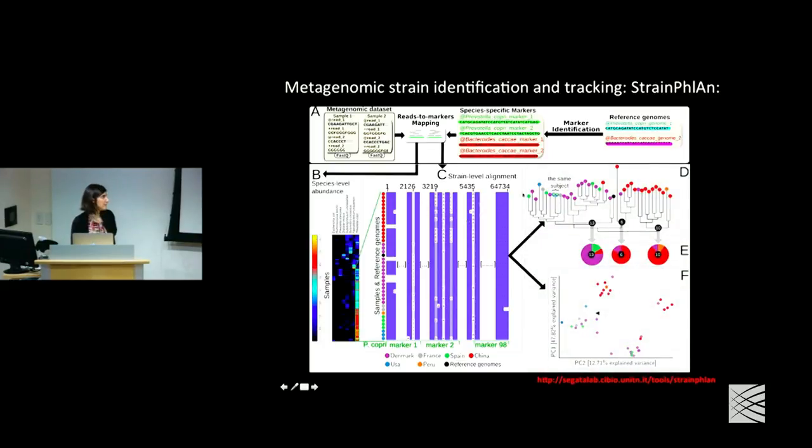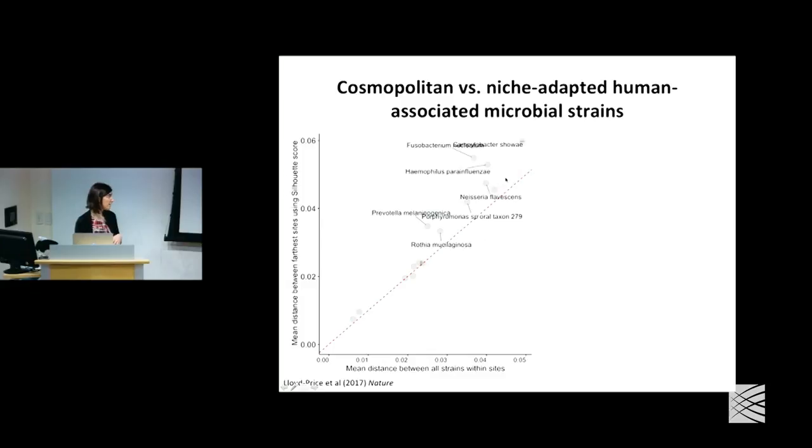And then you can visualize this either on a phylogenetic tree, or you can make a principal coordinate plot to basically look at how similar the strains from a given species are between different samples. And so we could plot then, looking at the distance between strains within a given site. So how different are the strains in your mouth, for example, to each other compared to other body sites?